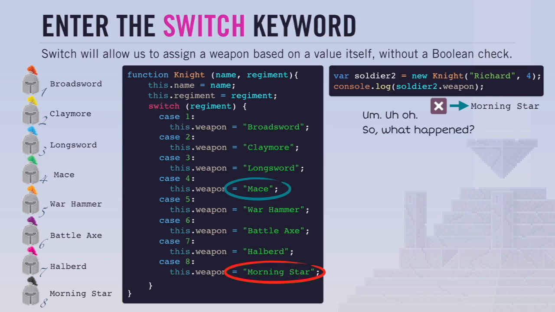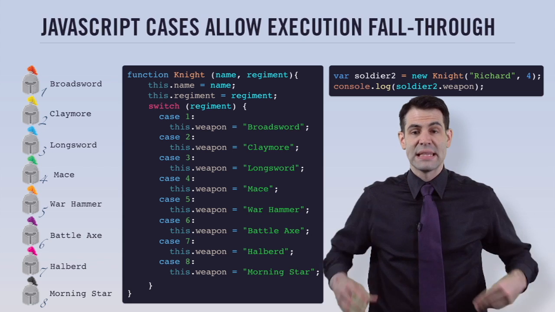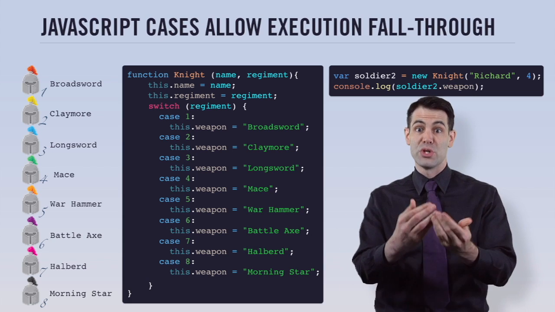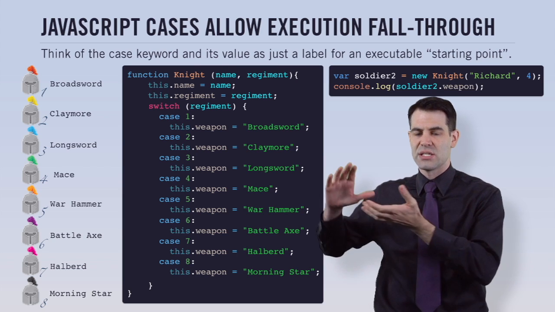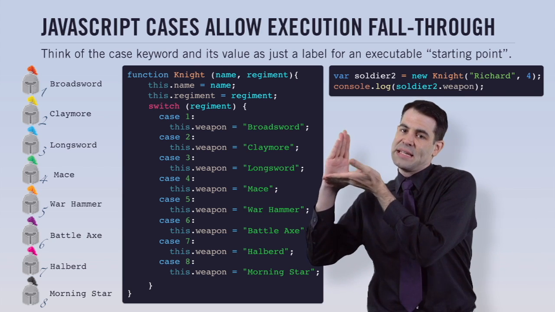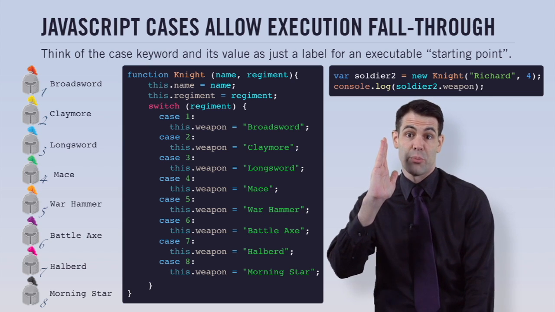Let's take a look. You can see in case 4, Richard should have got a mace, right? But he actually got the morning star, which is in case 8. Something unique happened inside of our switch block. The thing about JavaScript cases inside of a switch block is that they allow fall through to other cases. You have to think of the case keyword and its value as sort of this label that identifies the starting point for execution for the rest of the block.